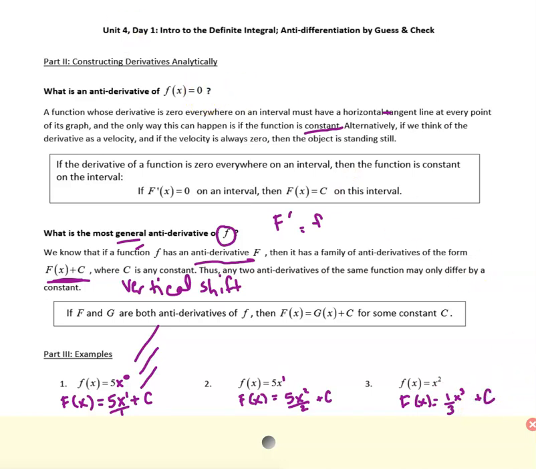So I'd like you to pause, and try the rest of the problems on this page, and then come back and check your answers.